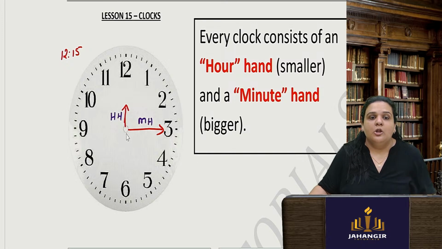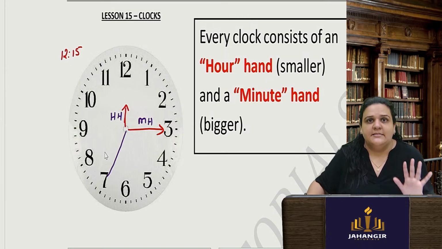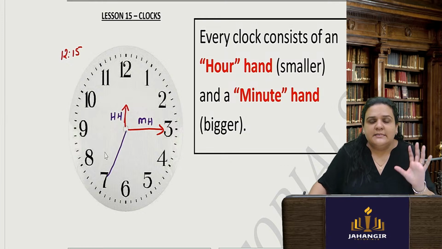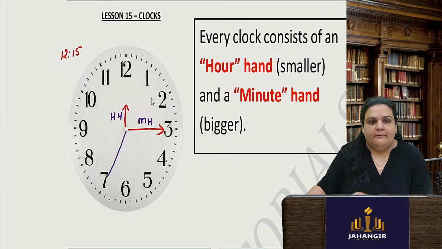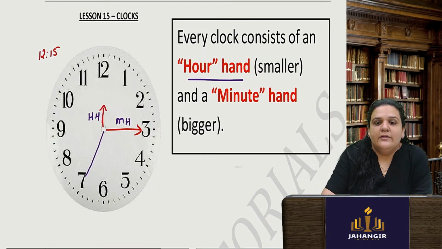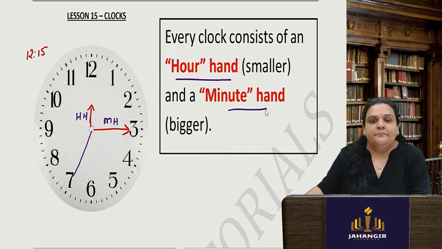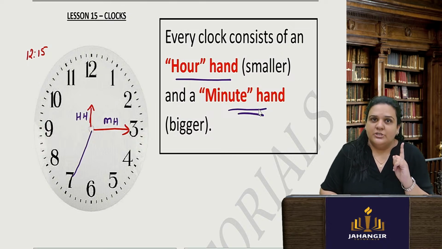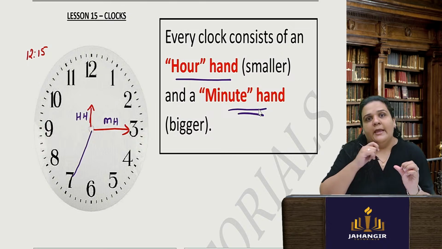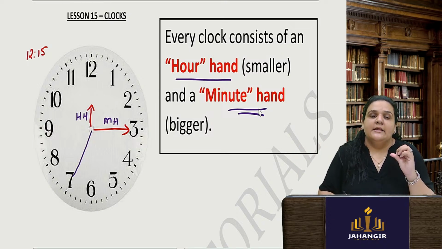We also have the longest hand, which is the seconds hand, which keeps on moving fastest. We will not go into the seconds hand as of now. Let us first understand the hour hand and the minute hand. The smaller hand is the hour hand and the bigger hand is the minute hand. The small hand indicates the hour time, and the bigger hand indicates how many minutes past the hour.